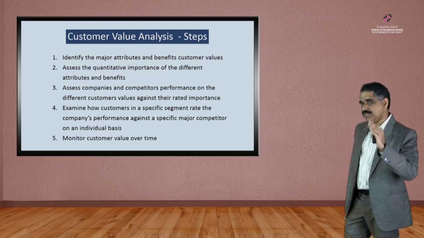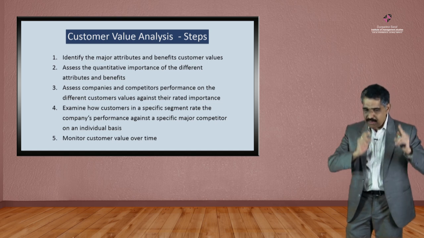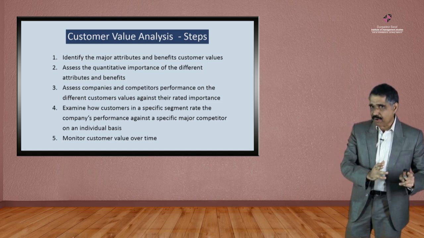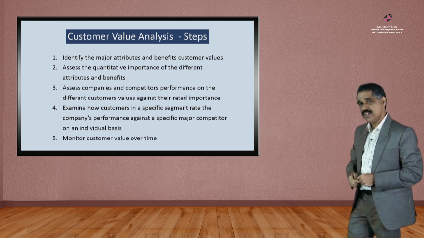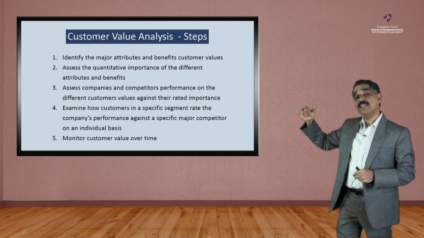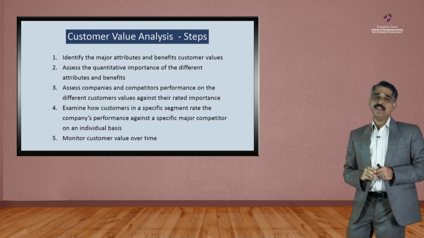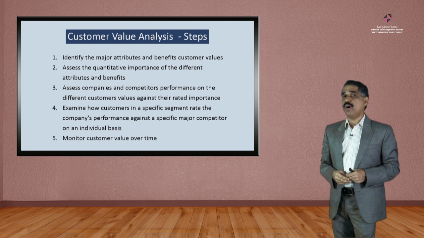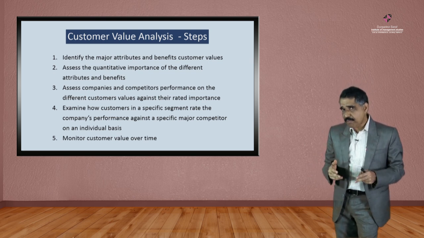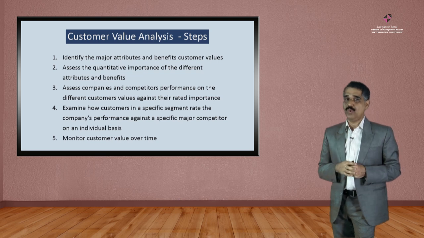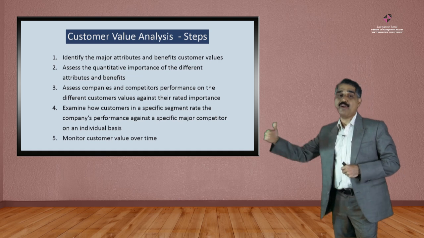I'm going to see the attributes and the benefits each customer values for that same competing brand of my product with the other competitors. Now, what do I do next? I assess the quantitative importance of the different attributes and benefits, and then the companies' and competitors' performance on different customers' value against rated importance. Now, that's very important as a marketer. I need to know, how does my product stand against my competitor?